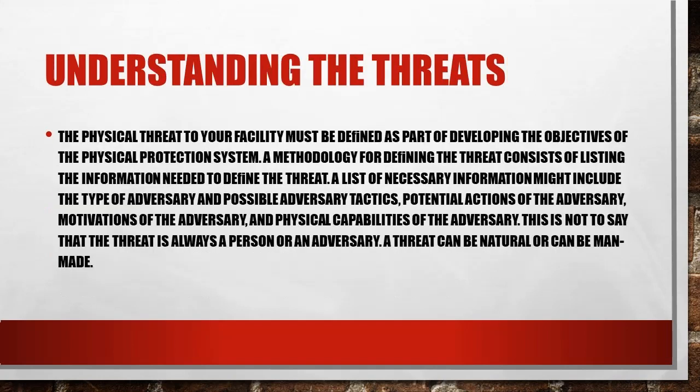The physical threat to your facility must be defined as part of developing the objectives of the physical protection system. A methodology for defining the threat consists of listing the information needed to define the threat. A list of necessary information might include the type of adversary and possible adversary tactics, potential actions of the adversary, motivations of the adversary, and physical capabilities of the adversary. This is not to say that the threat is always a person or an adversary. A threat can be natural or can be man-made.